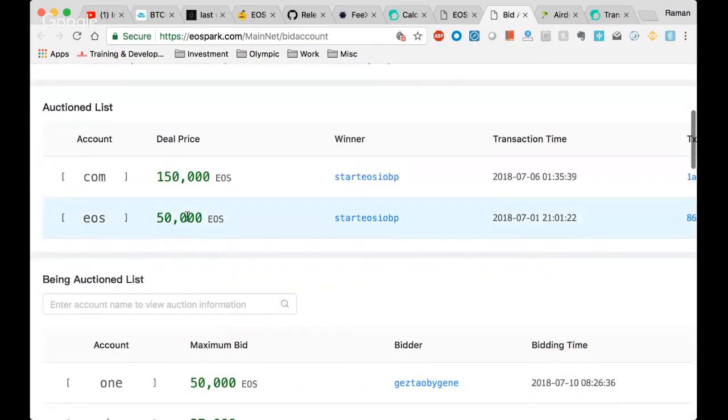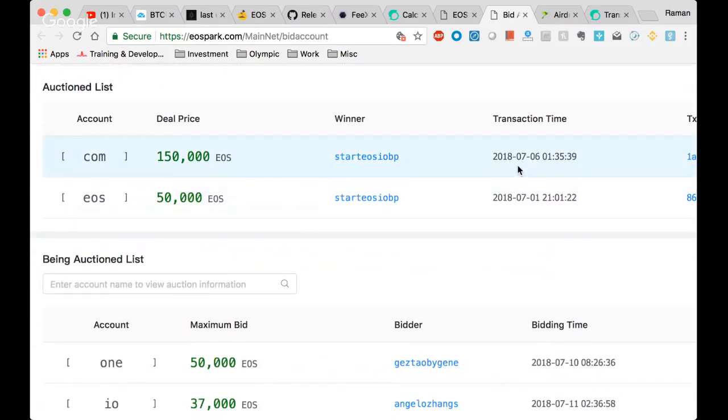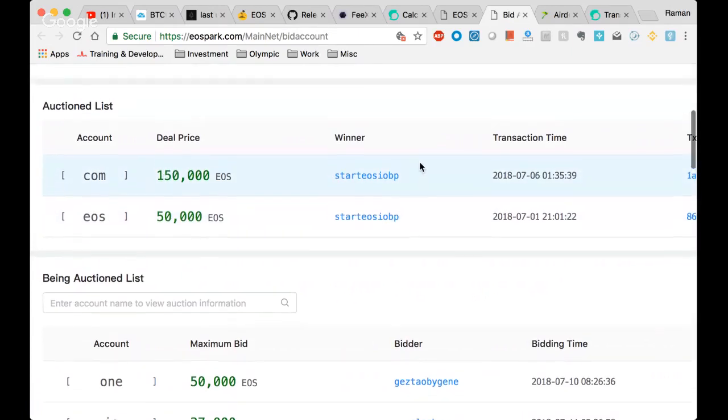So there are two auctions which have already completed, and one of them is com, which is .com you can use, and EOS. So the biggest bid was one. Both of them went to Start EOS, so they have been very, very active. They are one of the block producers who are bidding for these with a very, very high amount.